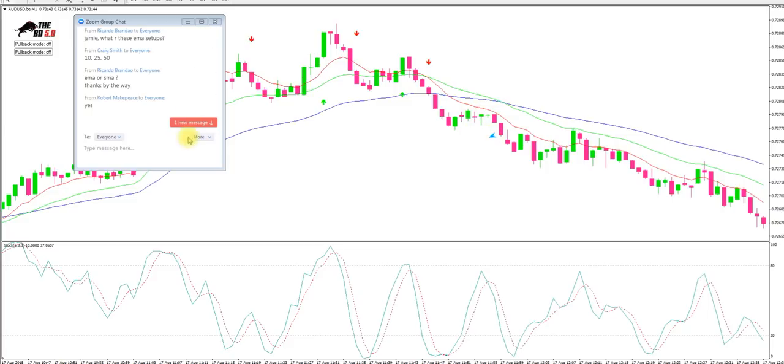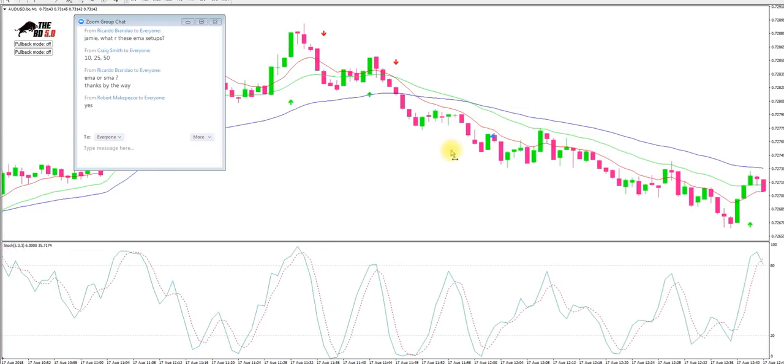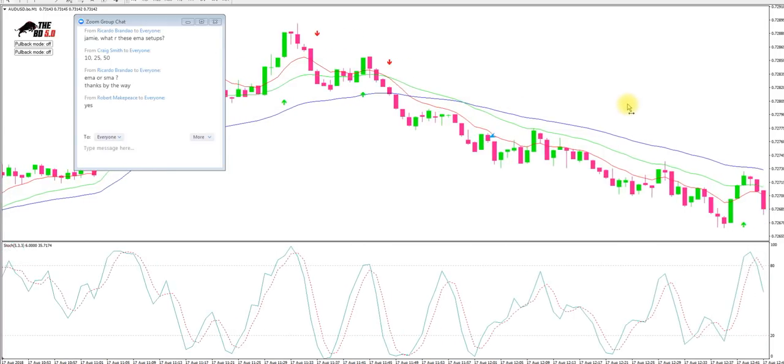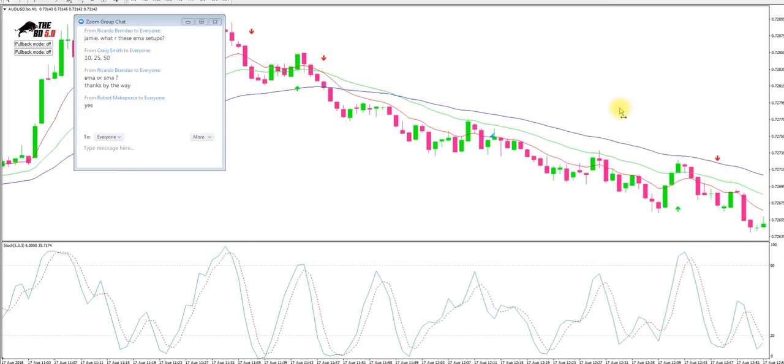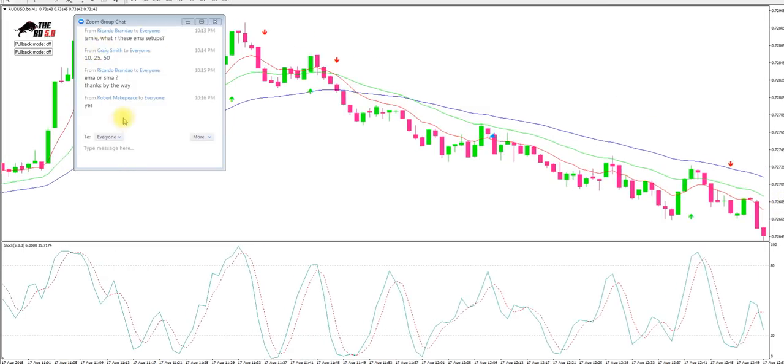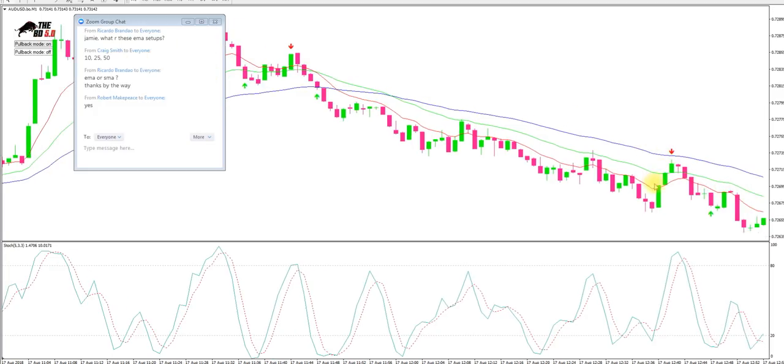Now we carry on going down. Okay, right. Now, is this a setup? We've actually got 2 setups here. We've got this here and this arrow here. Now, it doesn't matter if you've got the pullback mode on or pullback mode off. This strategy will work either way. Personally, you could use the pullback mode on, it'd give you a better entry, right? But can you see the signal arrow?